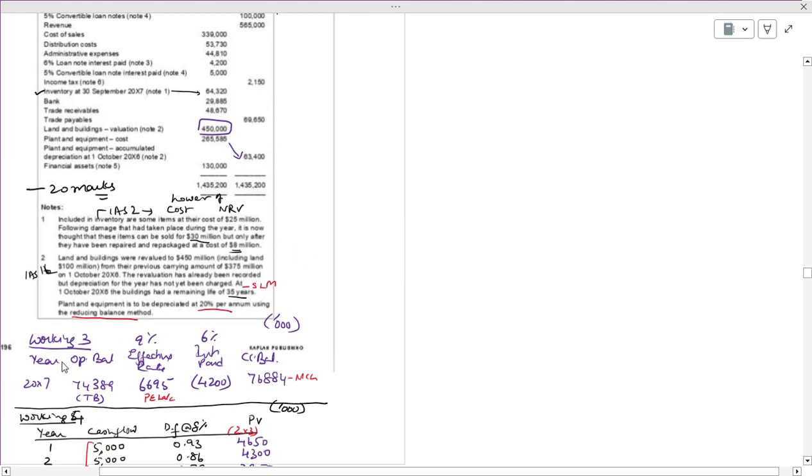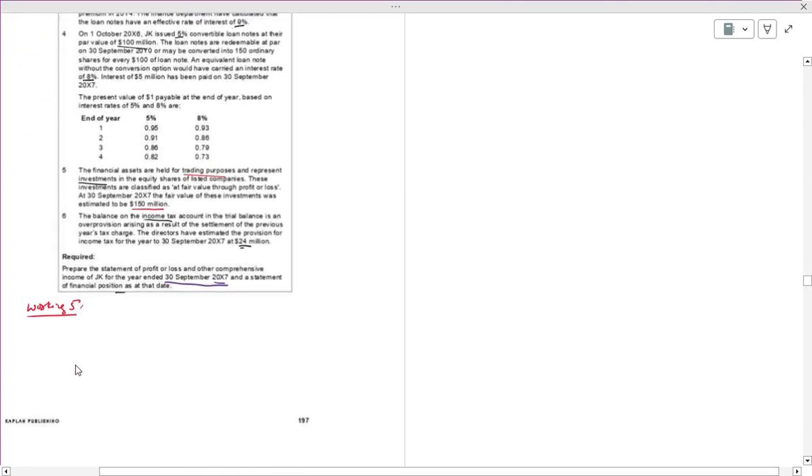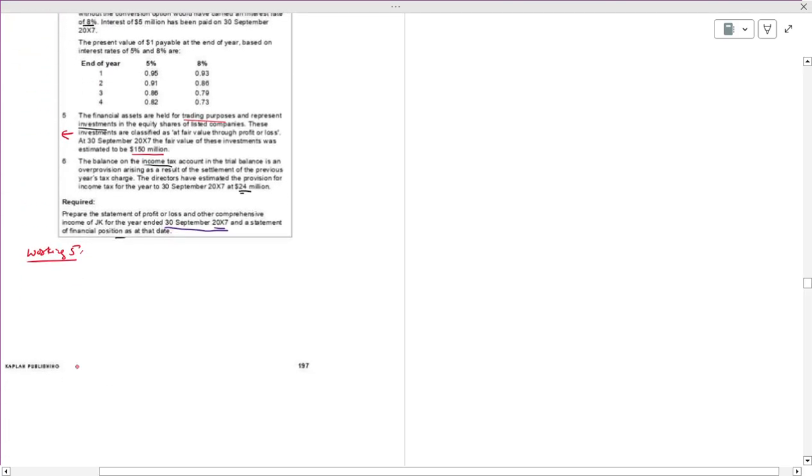Now, see the trial balance. In the trial balance, we have investments. Last point, financial asset. How much is there? 130 is the financial assets. How much have they revalued it to? They revalued it to 150,000. It is short term. Is it right? It is short term.